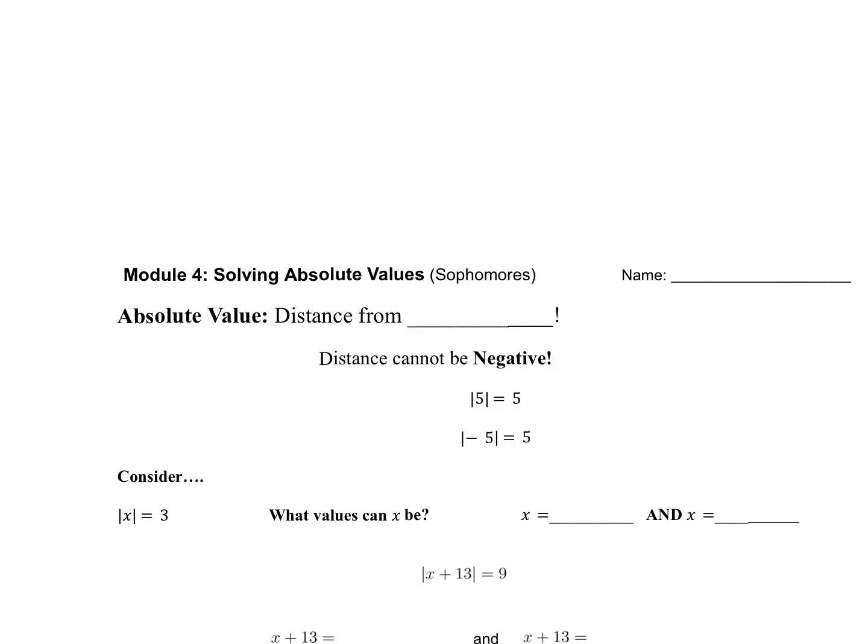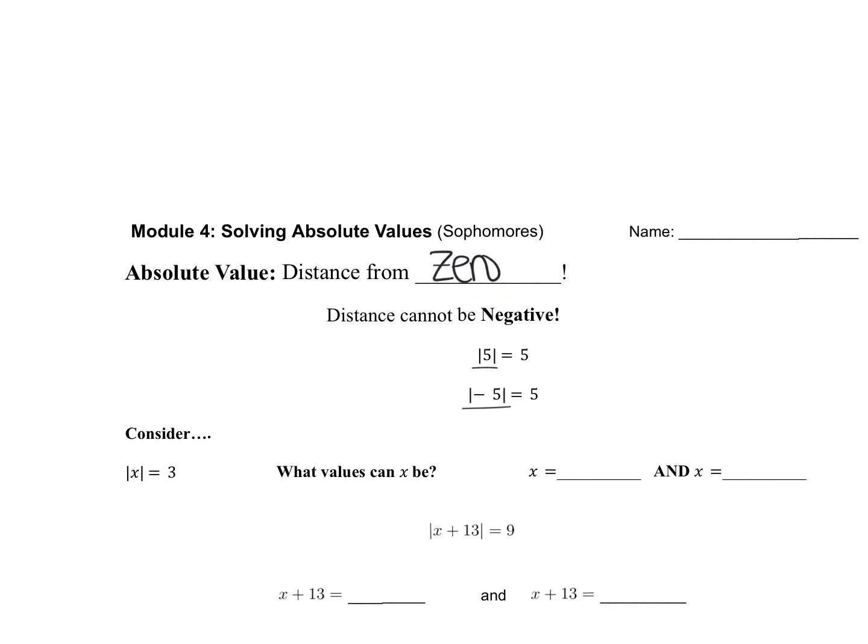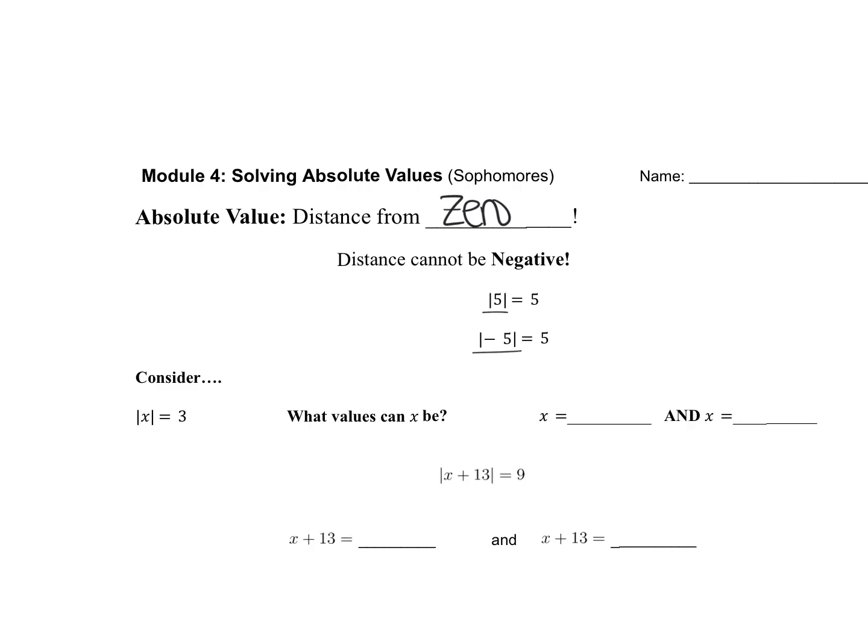Hey everyone, we are going to be covering absolute values in this module. So remember, the absolute value means a distance from 0, and distance cannot be negative, which is why when I take the absolute value of positive 5, I get 5, and when I take the absolute value of negative 5, I also get 5.